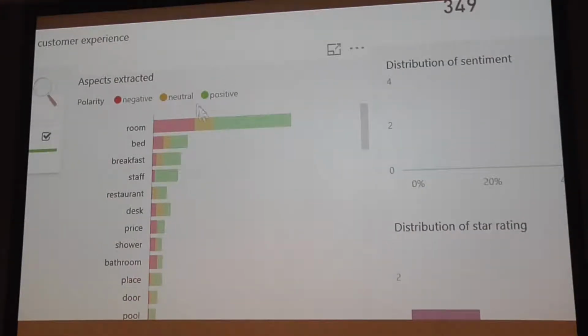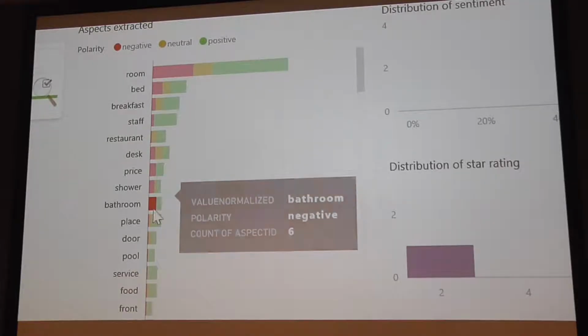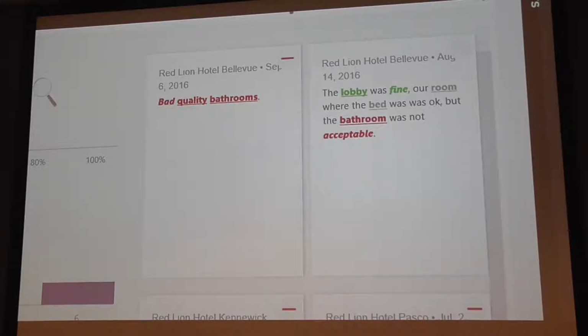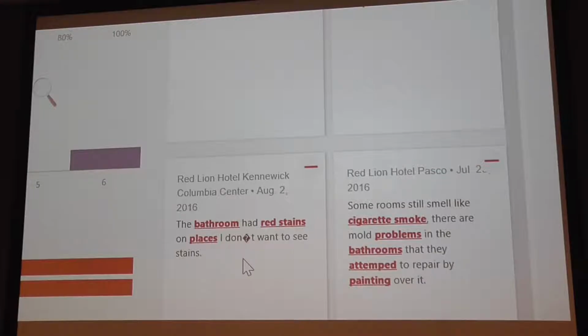If I were to look at some of the areas where maybe this is not doing so well, like bathrooms, it looks like there is a lot of red there, I can click on that. And I can see what I can fix about the bathrooms, right? Bad quality bathrooms. The bathroom was not acceptable. The bathroom had red stains on places, right?